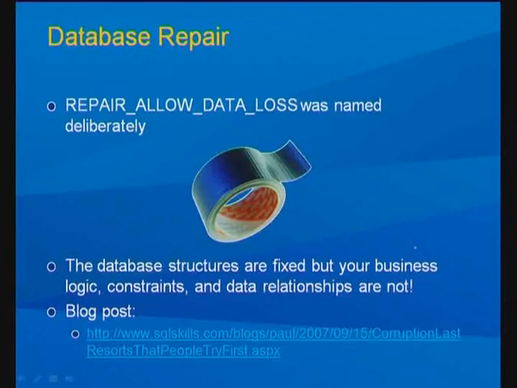The reason for this is, the database structures get fixed, but what about your foreign key constraints? What about any inherent business logic you've got in your database? CheckDB doesn't care about that stuff. It's just making the database structurally consistent. So once you've run repair, you don't know what state your data's in, because it's going to have deleted a bunch of stuff. Okay? And there's a blog post that I did called Last Resorts That People Try First that explains a lot more about repair and why repair is bad.